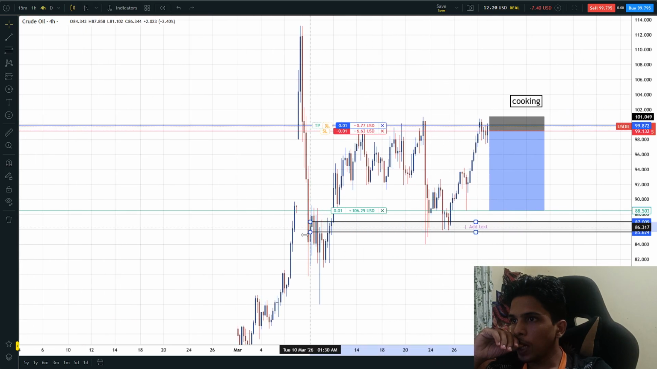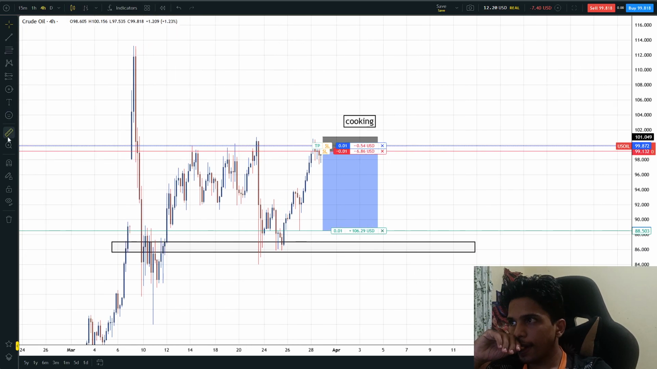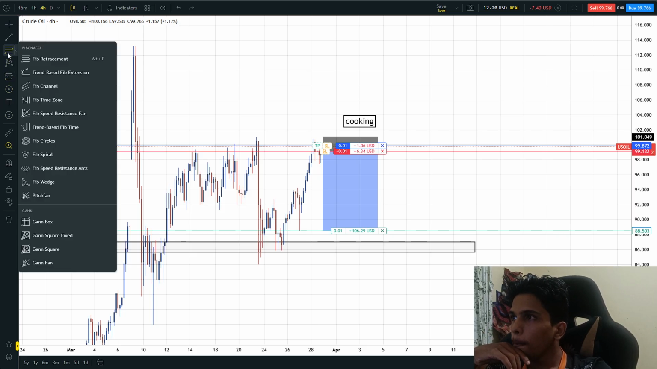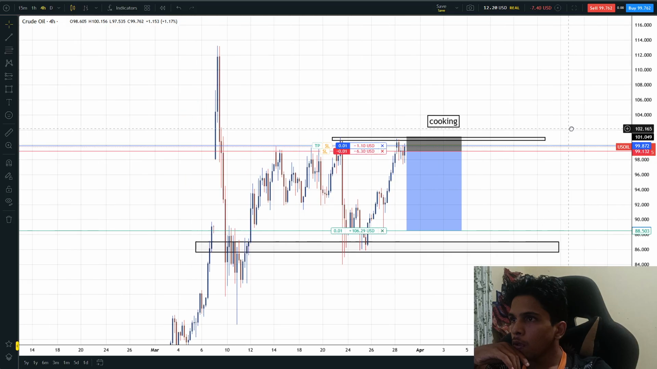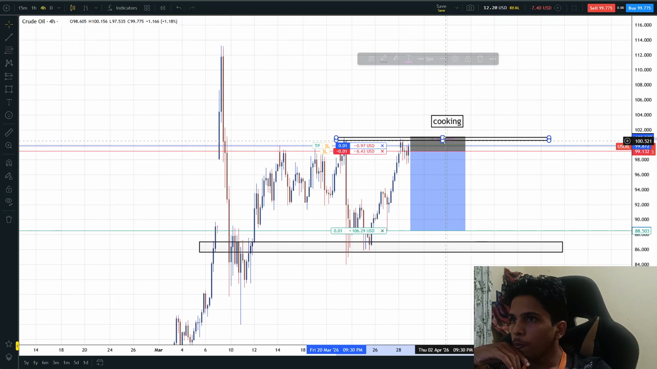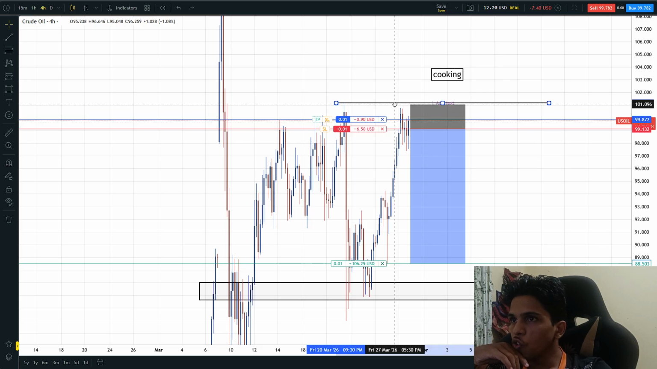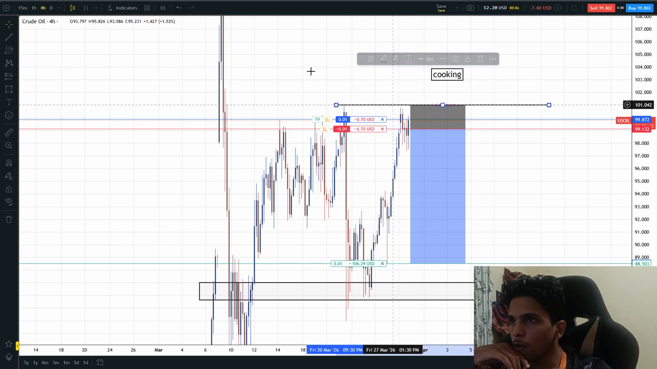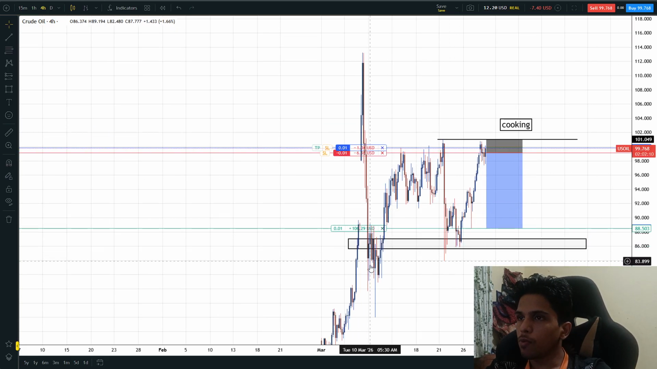So the formation of this candle is right. Everything is right. Everything is acting right. But the thing is, I just don't want to break this level. If this level is broken, there is a high chance that we get messed up from this trade very soon. But as you can see here, there is a W formation happening here.